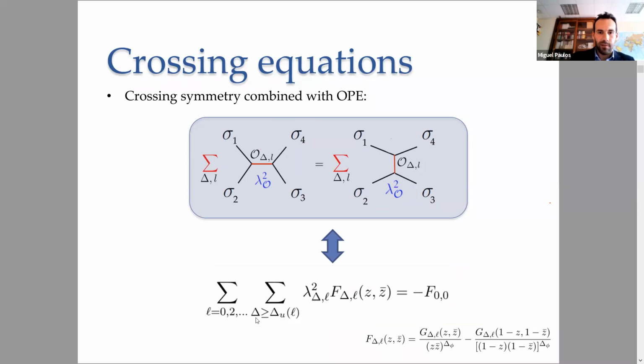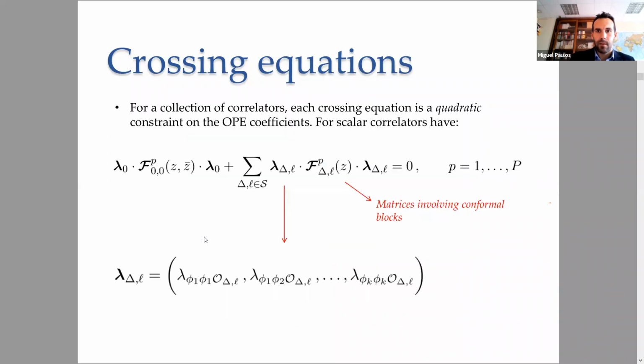Okay, so finally we have these constraints here. So the sum over states runs over scaling dimensions larger than some delta unitarity bound. So basically this is because of unitarity restrictions. Depending on spin, not all values of delta are allowed. So that was the case for a single scalar correlator.